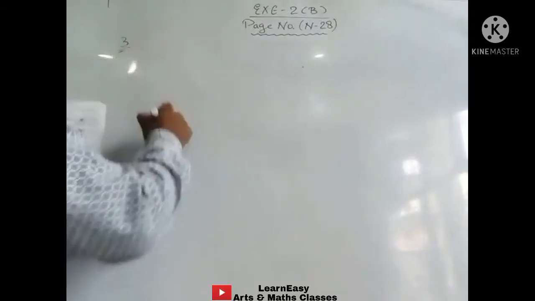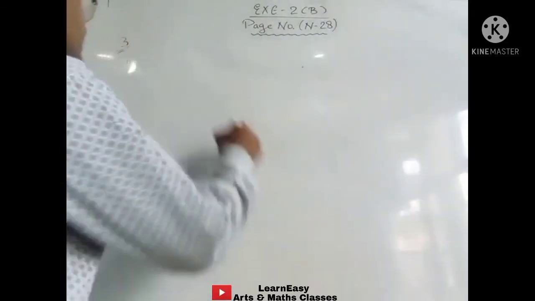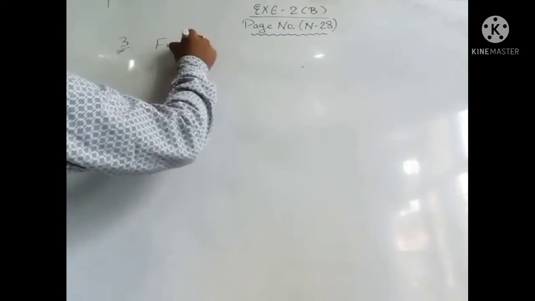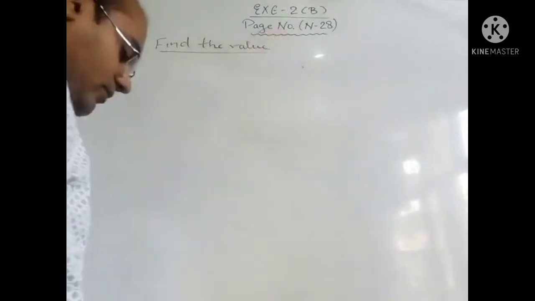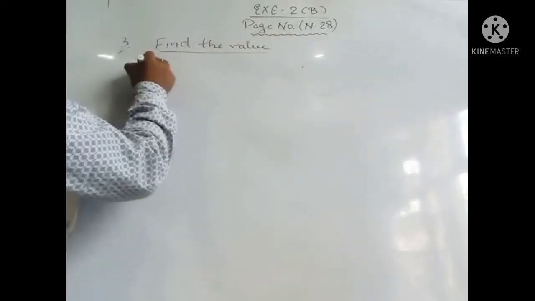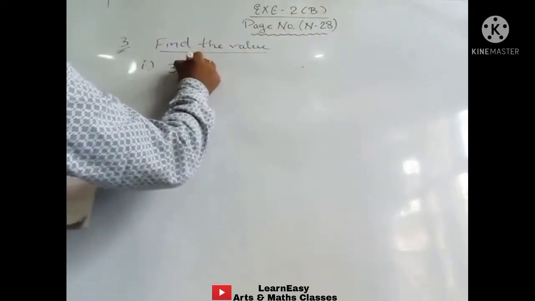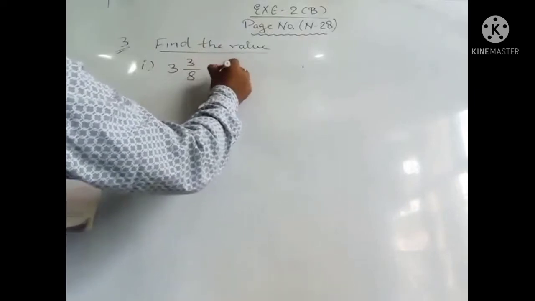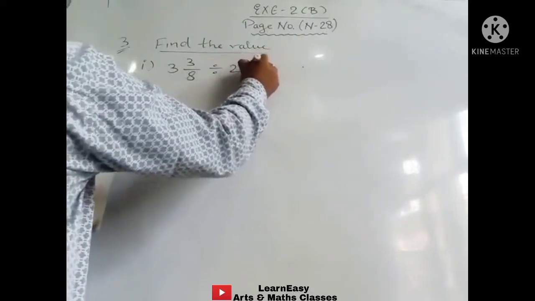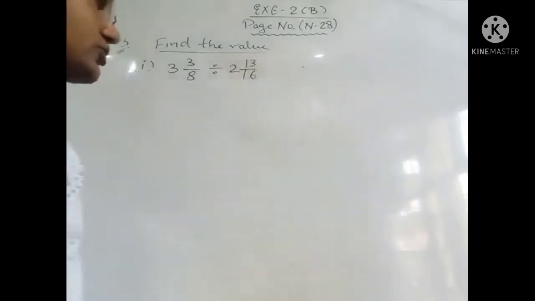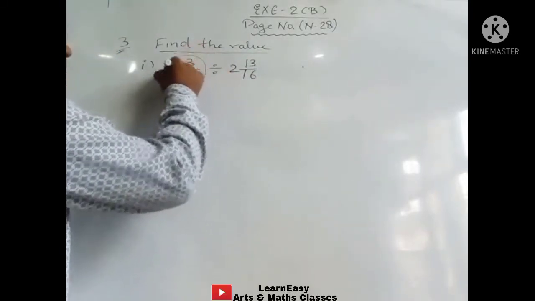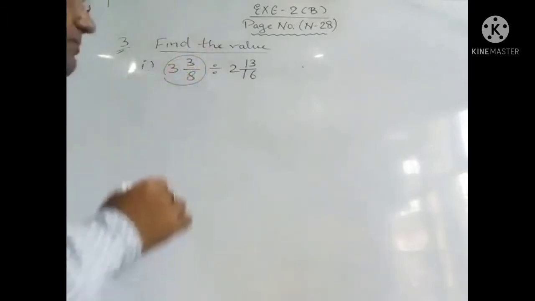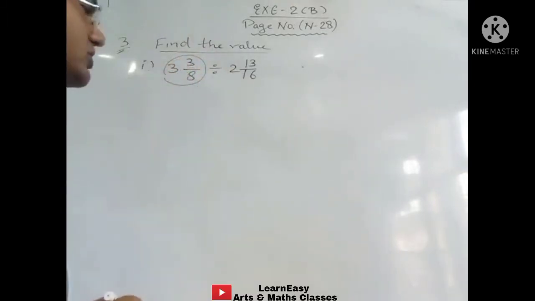Question number 3rd. Find the value of the following. We have to find the value. First part, 3 whole 3 upon 8 divided by 2 whole 13 upon 16. This is the question. So first of all, what do we have to do? We have to convert this mixed fraction. This is a mixed fraction. We will change this mixed fraction into improper fraction.